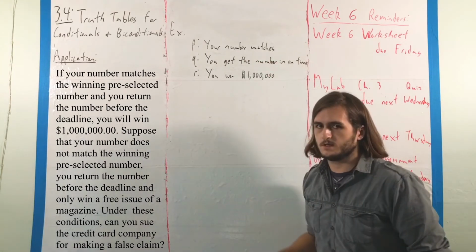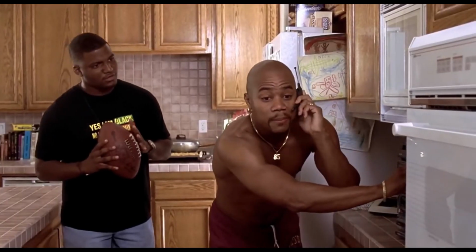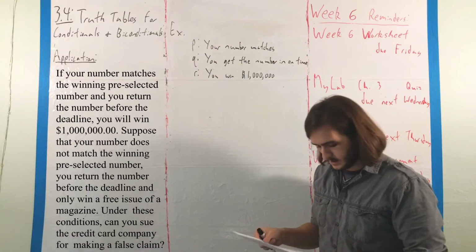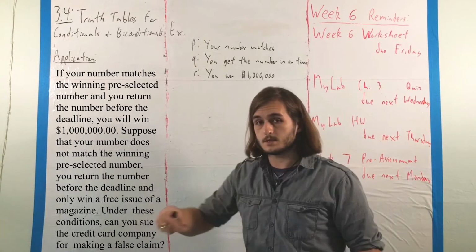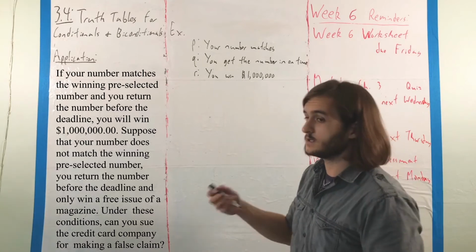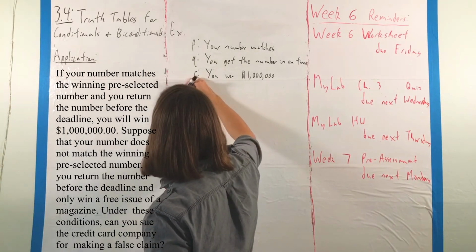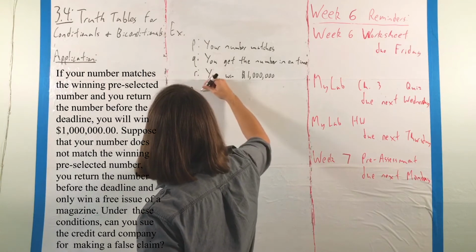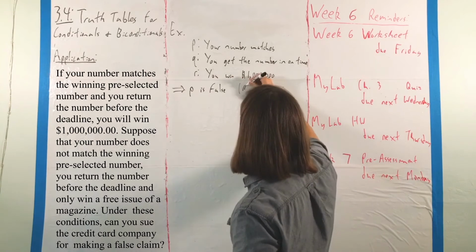That's what you really want to do, right? You don't want the magazine, you want the money. Show me the money. Obviously. So, based on our assumptions here, if we think about these in terms of their component truth values and in terms of what happened, we have that P is false because the number doesn't match.